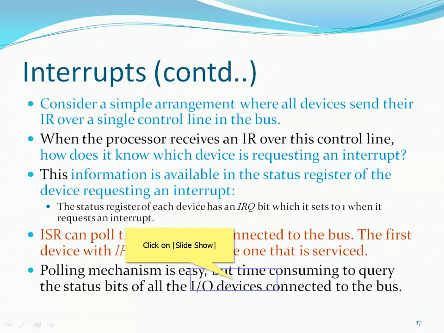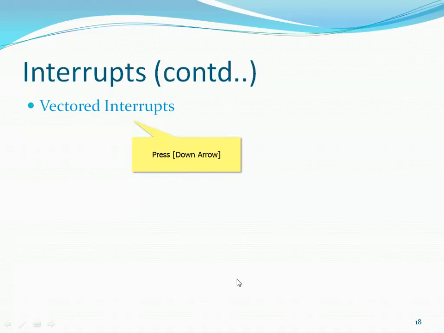Similarly, the polling mechanism is easy, but time consuming, to query the status bit of all IO devices connected to the processor. If n devices are connected to the processor, all the device addresses will be there at the premise of the processor. The processor intensely checks all the device statuses: whether the first device is interested, whether the second device is interested, or the third device, or the nth device is interested. Like that, it goes and checks all the bits of those devices, which is definitely time consuming.